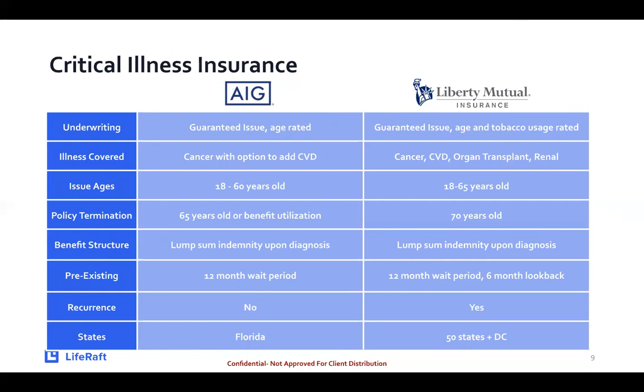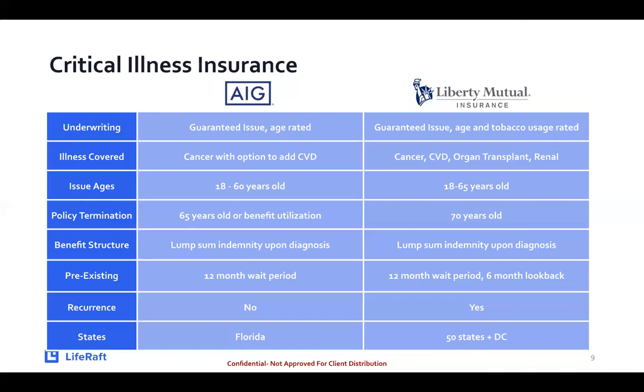As a reminder, all of the products are going to be guaranteed issue. Now, CI or critical illness is going to be age and tobacco use rated, right? So there are smoker and non-smoker rates, and then they're going to be age rated. Again, this product, 18 to 65 years old on the issue age, and it will continue to be in force until somebody is 70 years old. Two things that I think are really, really interesting and attractive about the Liberty product for those of you that have sold CI in the past.